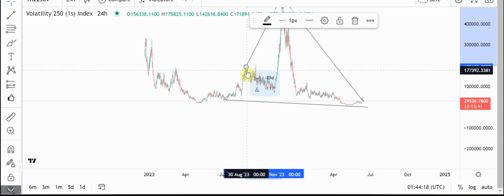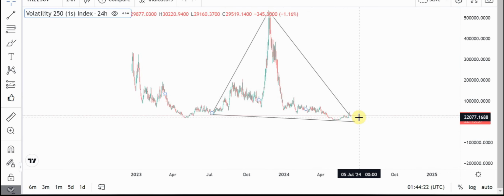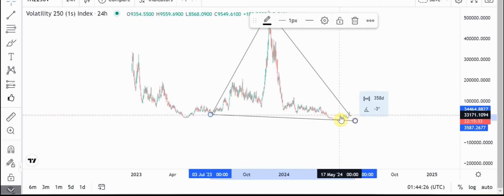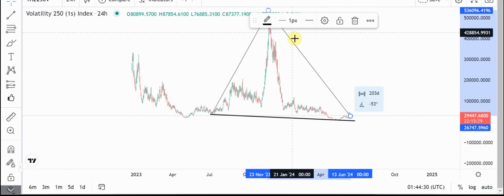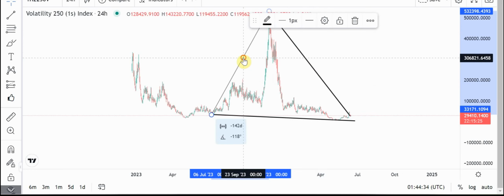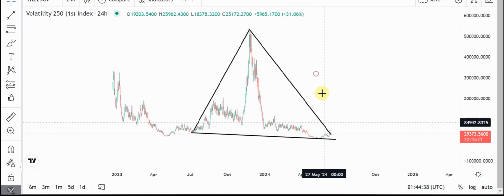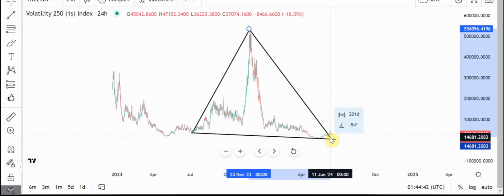You see here, price did have some sort of movement this way and this way. Let's make it 2 pixels each. Now what are we seeing? We're seeing a big triangle, huh? A big triangle, not bad.